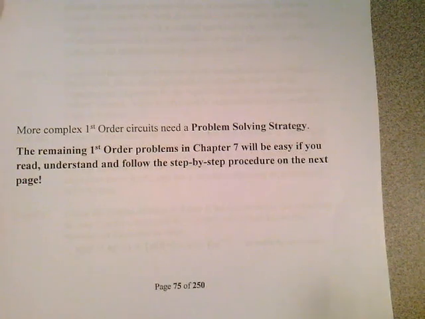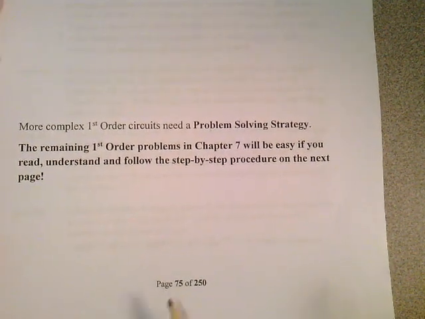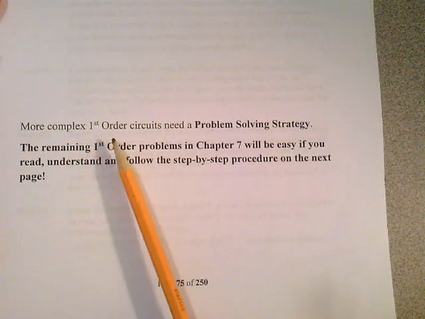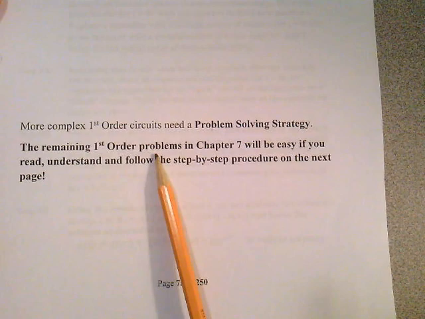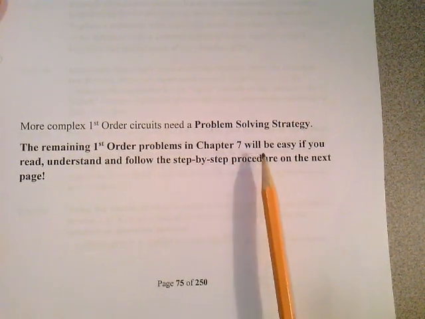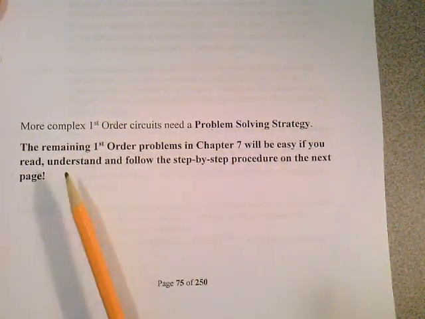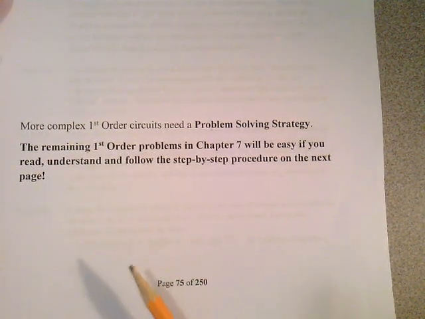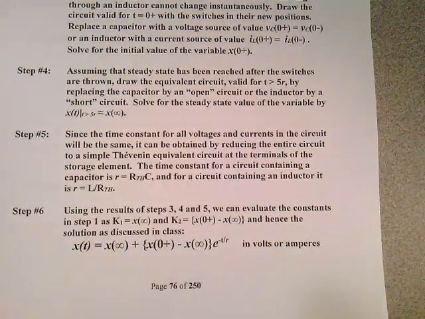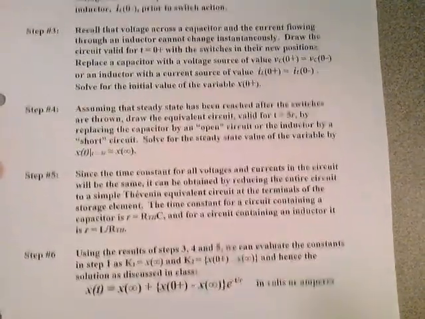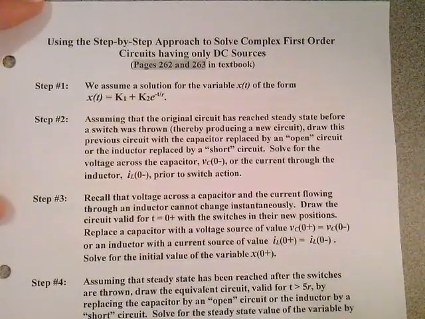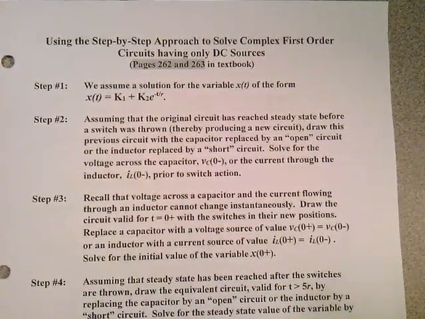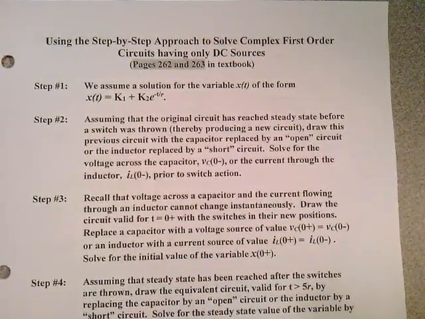Before we start, I want to read something to you here on page 75. More complex first order circuits need a problem-solving strategy. The remaining first order problems in Chapter 7 will be easy for you to work out if you read, understand, and follow the step-by-step procedure on the next page. This is in your textbook, and it depends what version you have, but basically this is the step-by-step procedure we're going to follow through the remainder of the first order circuits that they have in the homework.